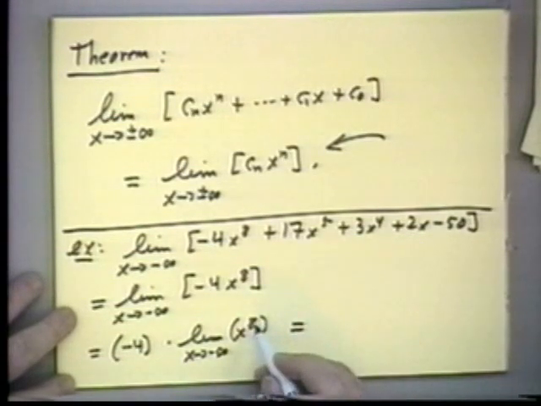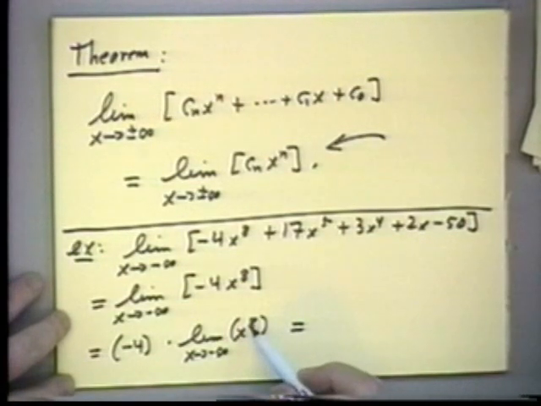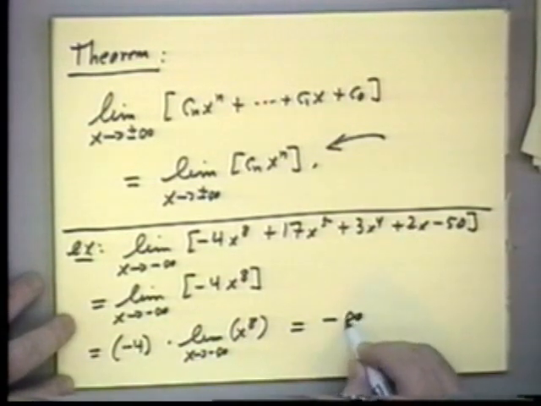And since this is an even power, although x is approaching negative numbers, when you take those negative numbers to the even power, they will always be positive. So this is growing without bound in the positive direction. So this part goes to positive infinity. However, it is multiplied by a negative number, so the end result is negative infinity.